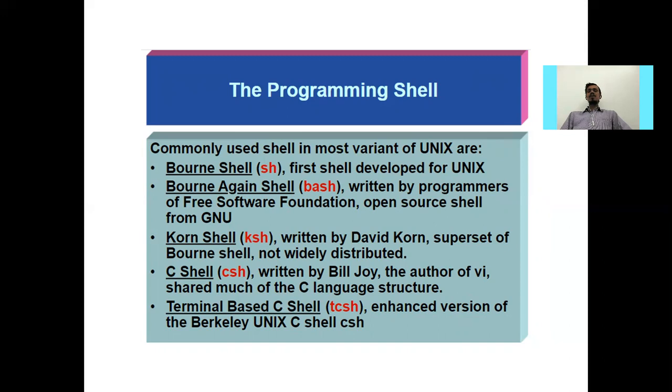Third is the Korn shell or ksh shell, written by David Korn, a superset of the Bourne shell, not widely distributed. The Korn shell is not widely distributed. Superset means he is one of the founders, one of the programmers, one of the writers of the Bourne shell. C shell, csh shell, written by Bill Joy, the author of VI. VI is an editor. The C shell shared much of the C language structure.